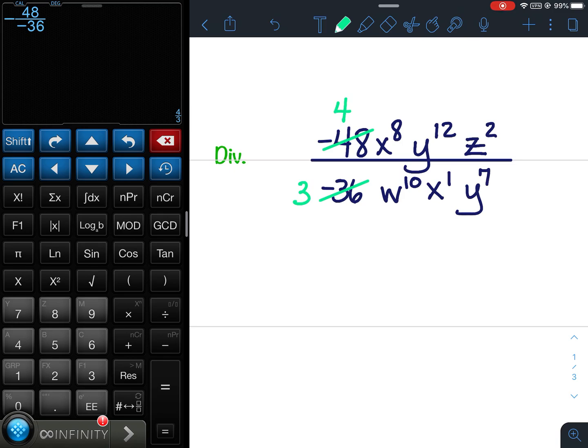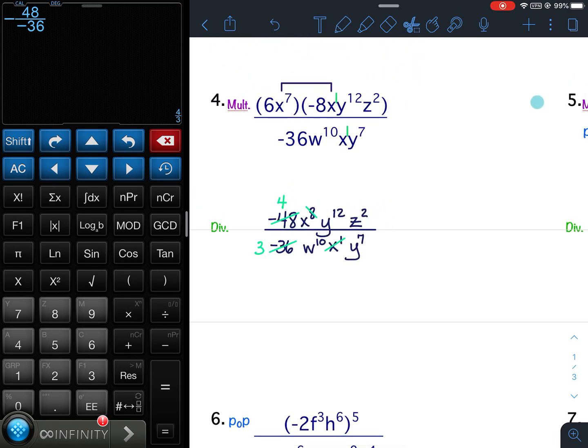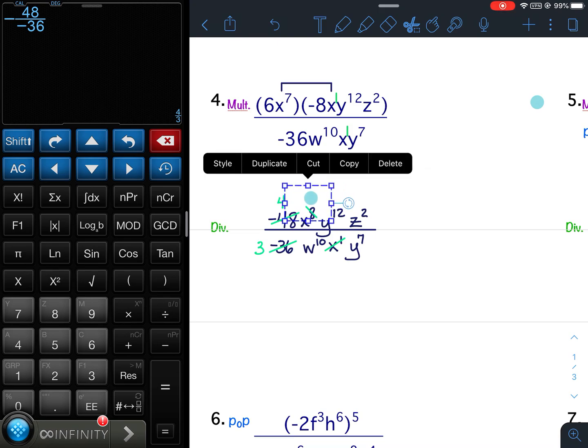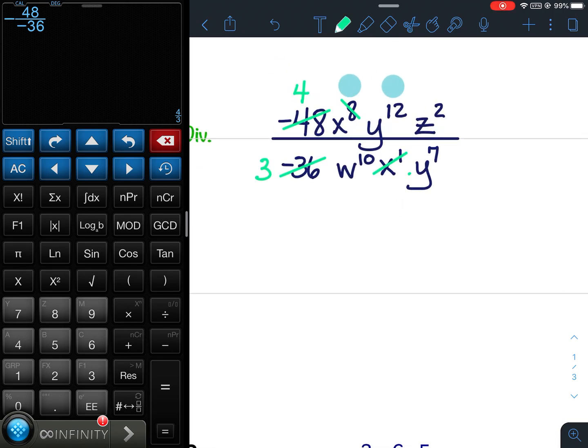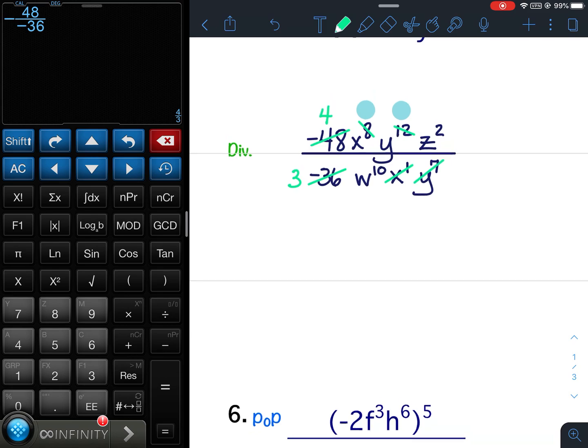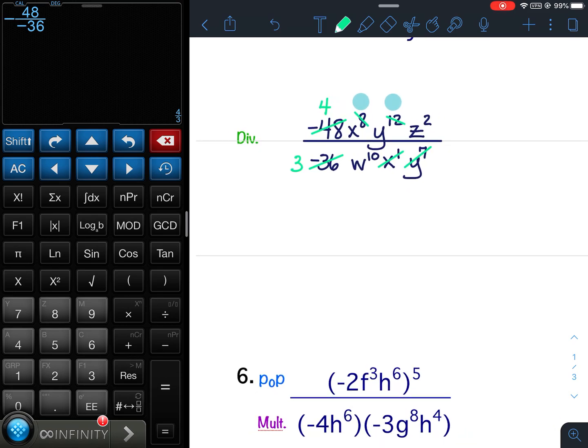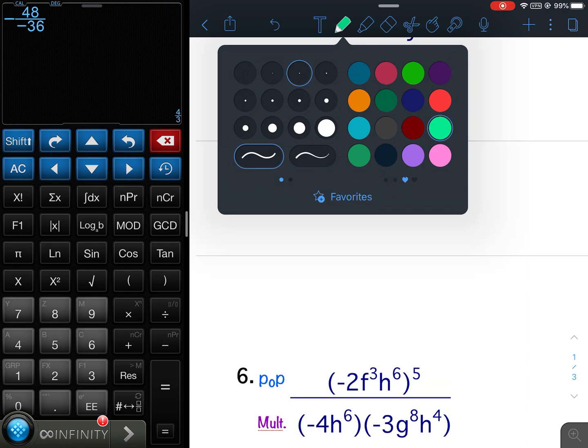All right. The only terms that are in both the numerator and the denominator are your x and y. So x to the first has the smaller exponent. So you will subtract and find your exponent for the x term. And then you will do the same thing for your y term. Y to the 7th is smaller, so you will subtract to find your new y. After you divide, you rewrite it for your final answer.